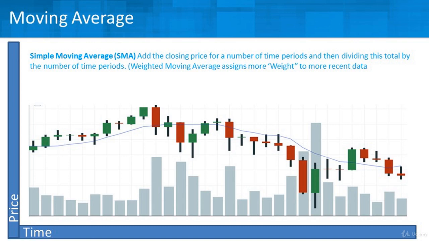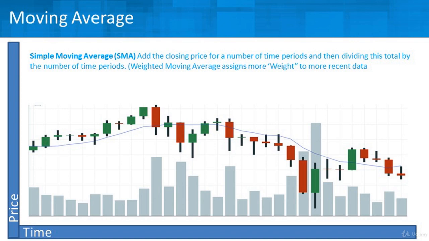And really how that's figured out is you add the closing price for a number of time periods, and then divide that total by the number of time periods. You're looking at price times time periods divided by the time periods to get you an average, right? That's what would be your average. And this is a simple moving average where it's looking back over, in this case, the 30 time periods in a simple type of calculation.